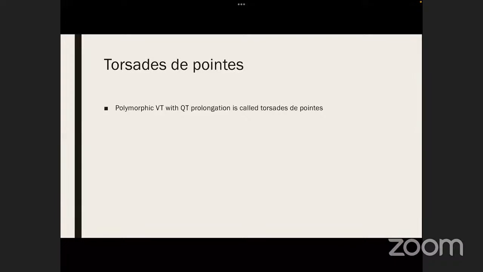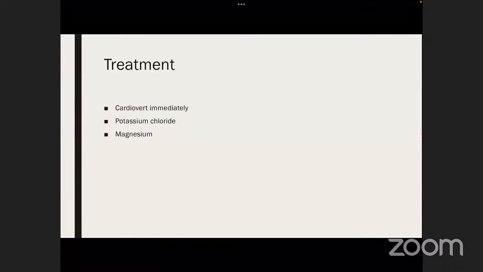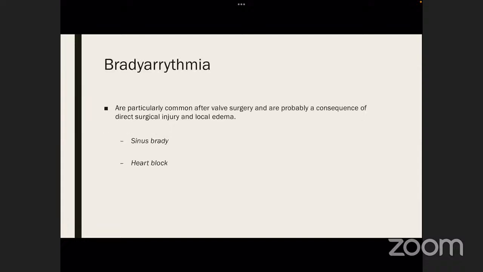For Torsades de Pointes, polymorphic VT with QT prolongation is called Torsades. As you can see here, the lengths of the waves also interchange. For the treatment, immediate cardioversion is used, and potassium chloride and magnesium can be used as drug management.